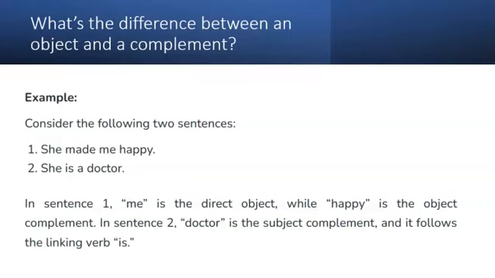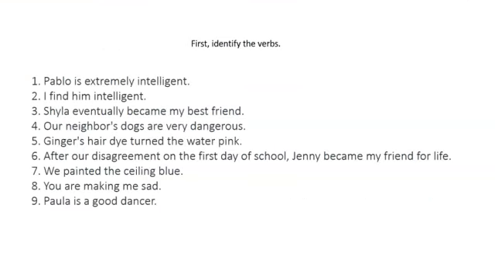In number 2, she is the subject. A doctor describes she. Thus, a doctor is the subject complement. We see this pattern a lot in English where there's a linking verb. The linking verb is, like in number 1, Pablo is extremely intelligent. There's that linking verb is. It's actually also called a copula, like in number 1 and number 9. Paula is the subject. A good dancer is the subject complement. It's linked by the verb is. Extremely intelligent describes Pablo, linked by the copula, the linking verb is.